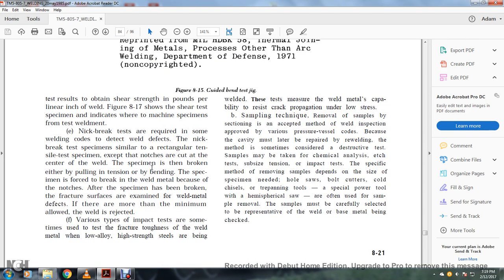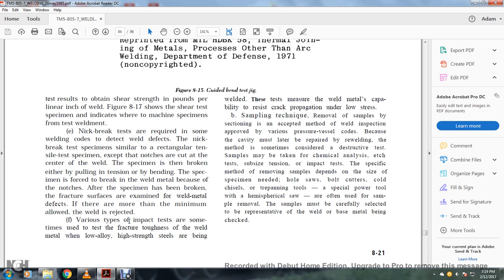A nick-break test is required by some welding codes to detect weld defects. The nick-break test specimen is similar to the rectangular tensile test specimen, except the notches are cut out of the center of the weld. The specimen is then broken either by pulling in tension or by bending it. The specimen is forced to break in the weld metal because of the notches. After the specimen has been broken, the fracture surfaces are examined for weld metal defects. If there are more than the minimum allowed, the weld is rejected.